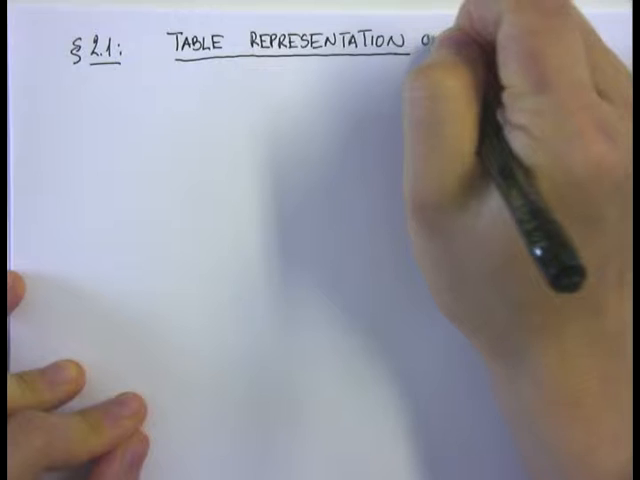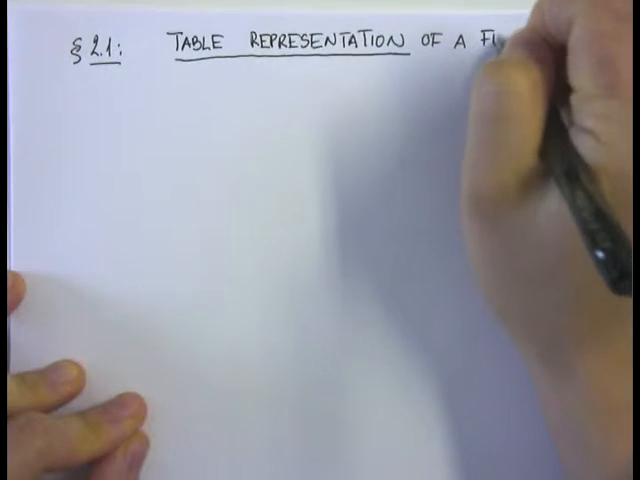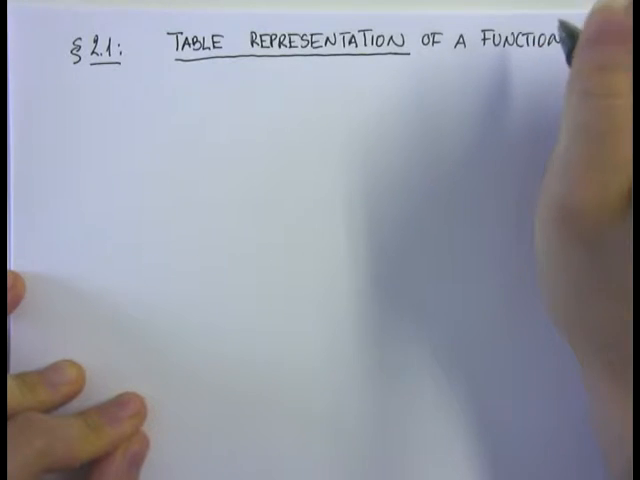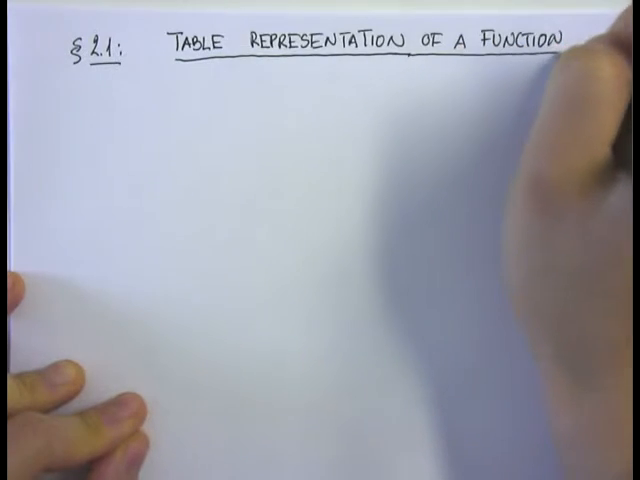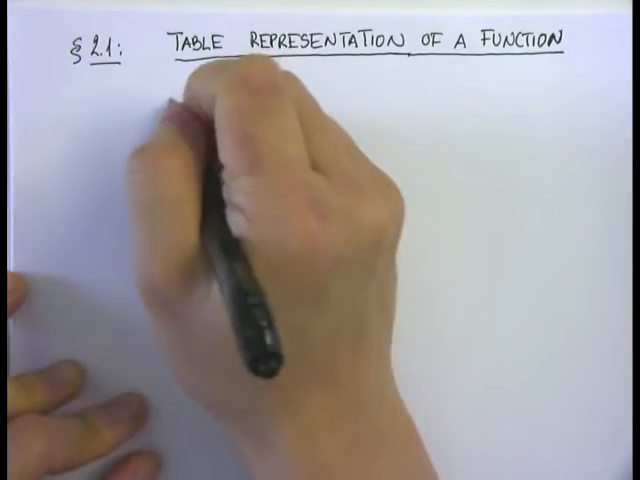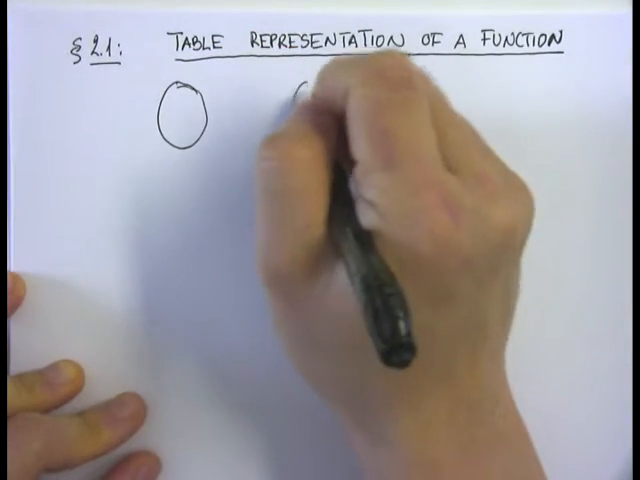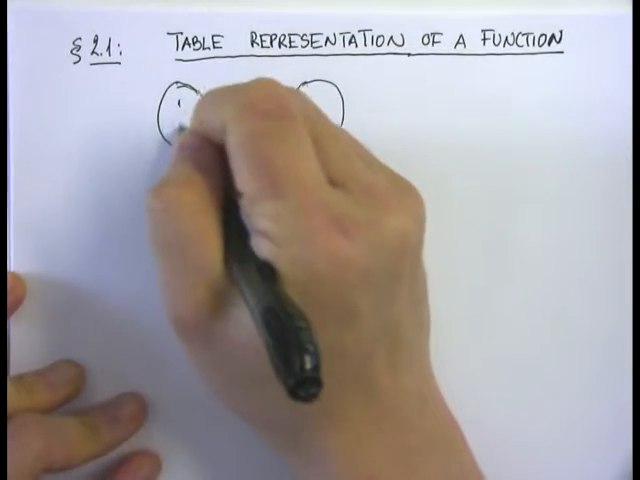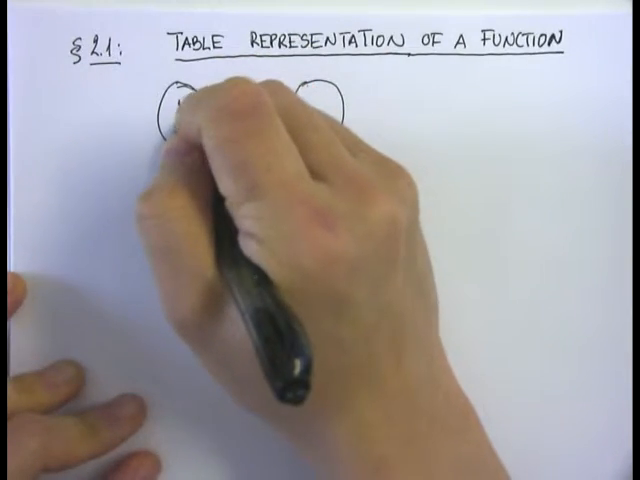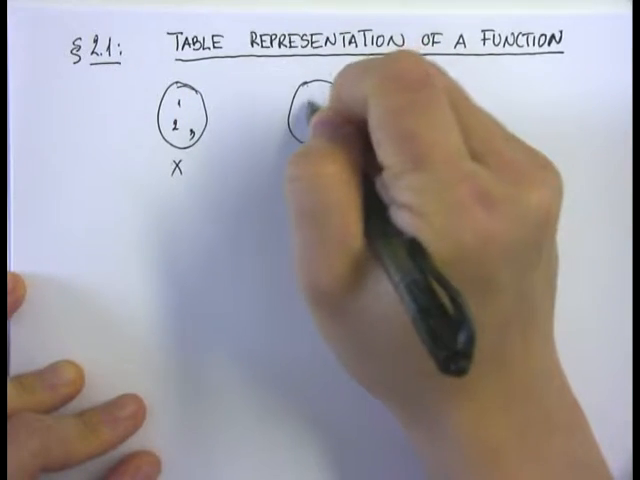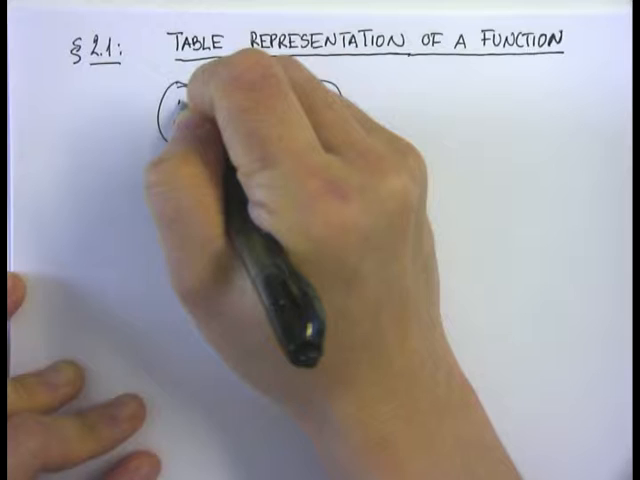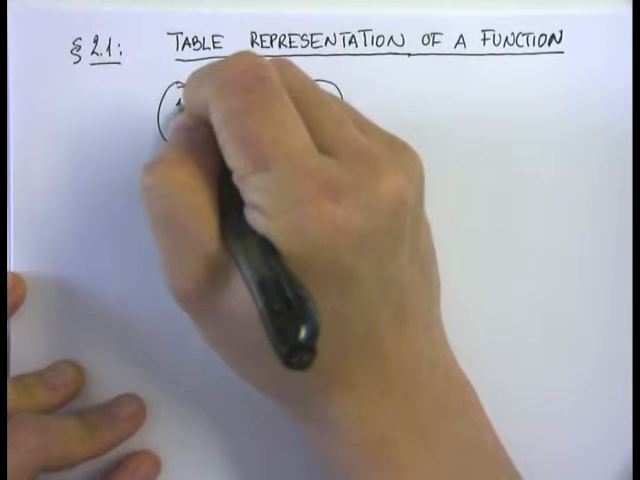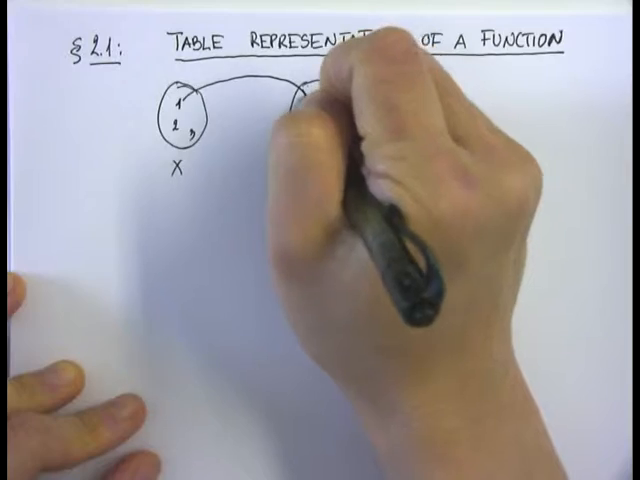Okay, so here we look at the table representation of a function. The idea is, once again, as I mentioned earlier and explained in class, a function is just somehow a rule. Say you have a set x and a set y, and the function is a rule to take one input, one particular member from the set x, and map that to a member in the set y.